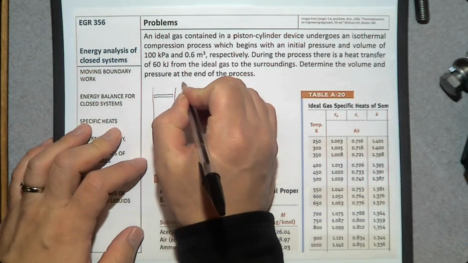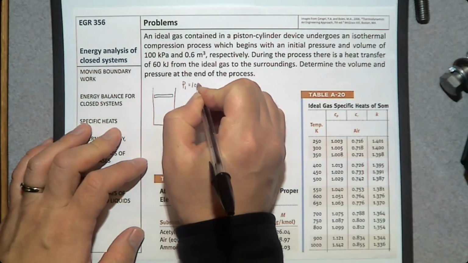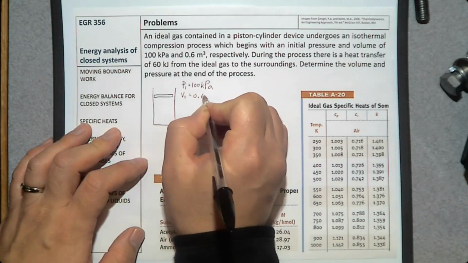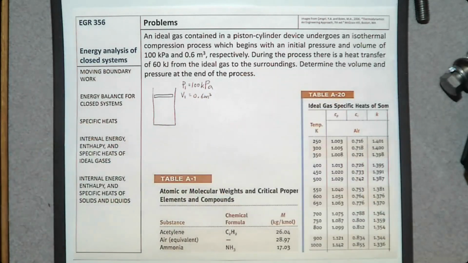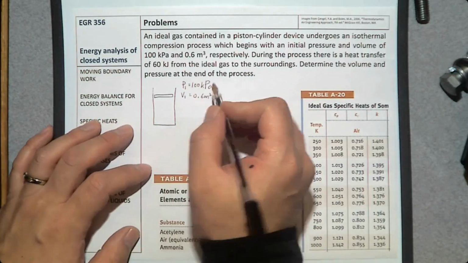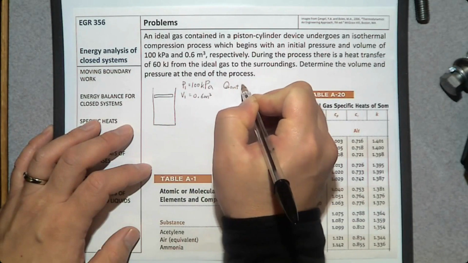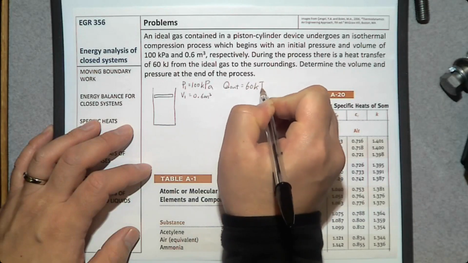So P1 is 100 kilopascal. V1 is 0.6 cubic meters. And there is a heat transfer of 60 kilojoule from the ideal gas to the surroundings. Determine the volume and pressure at the end of this process. Okay, so we have Q out. That is 60 kilojoule.